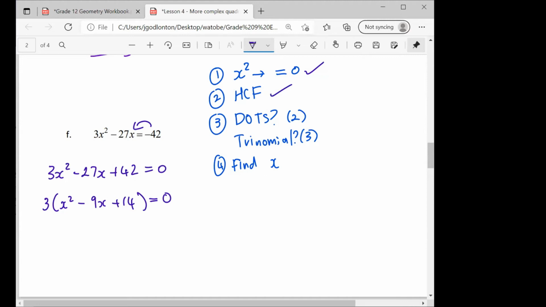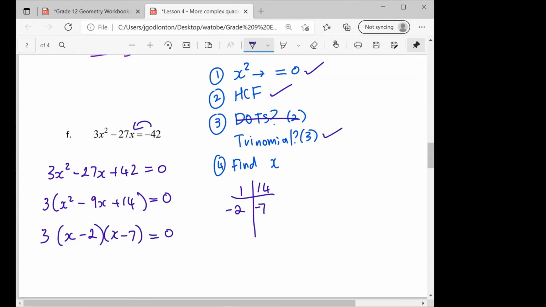Next step. Do we have 2 terms? No, we can't do dots. Do we have 3 terms? Yes. So maybe we can do a trinomial. So let's do our factor pair with 14. 1 and 14, 2 and 7. So I can see both of those need to be negatives for me to get -9. So now I have 3, x minus 2, x minus 7 is equal to 0.